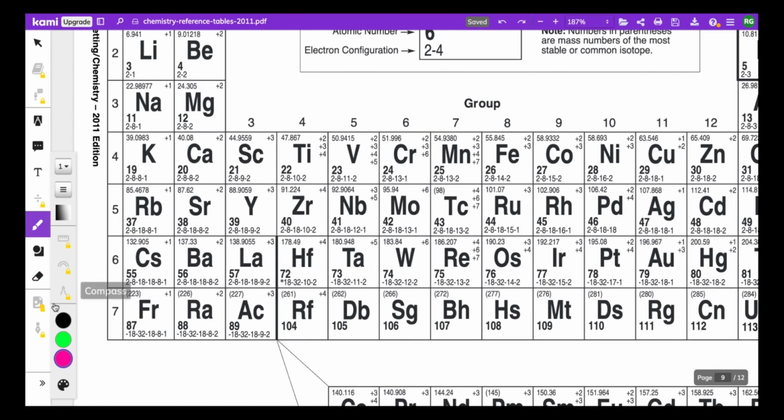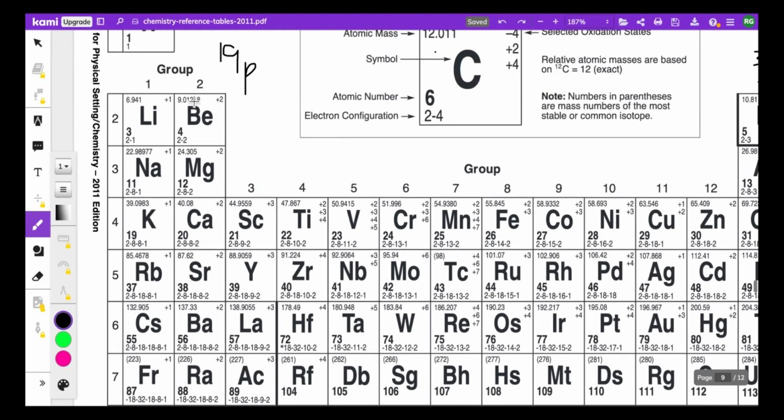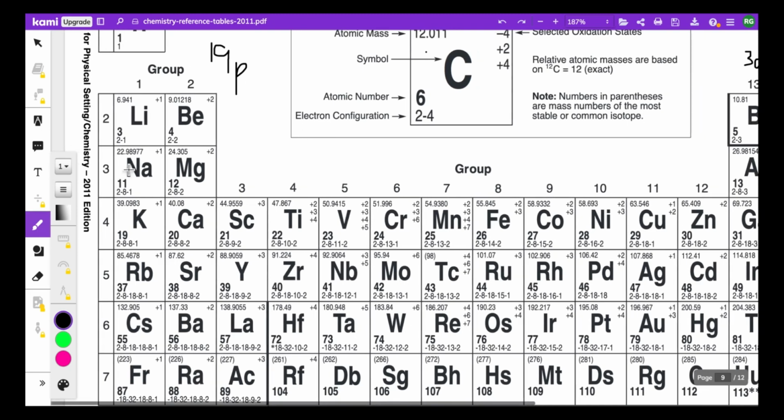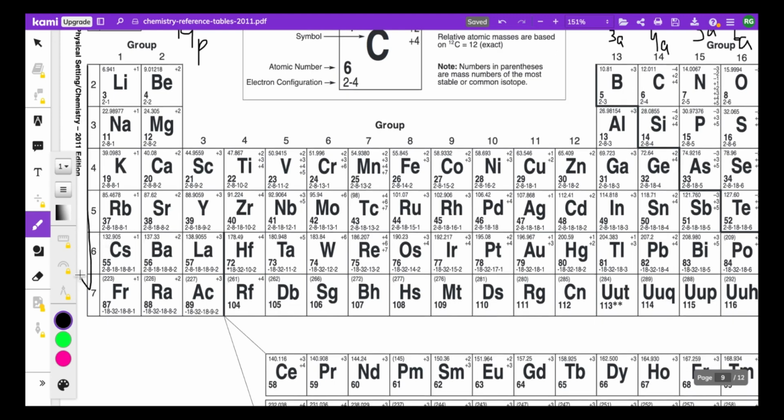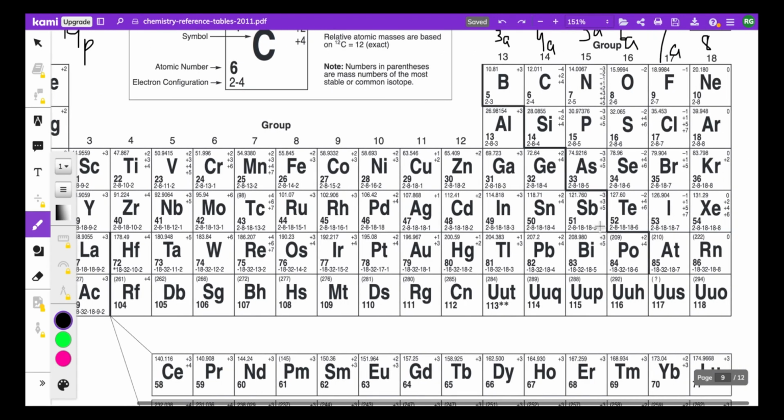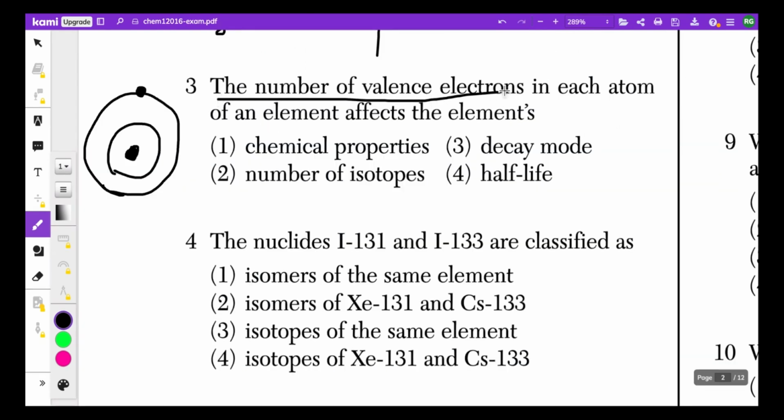These valence electrons affect the element's chemical properties, their reactivity. For example, these group 1 elements are really reactive. If you place any of them in water, they're going to react really violently, especially as you go lower down the group. These halogens over here want to gain an electron. They're also really reactive. So you can see how the number of valence electrons affects the element's chemical properties.